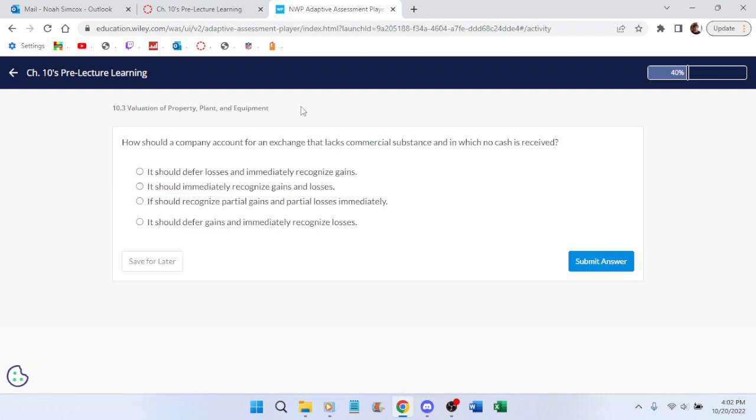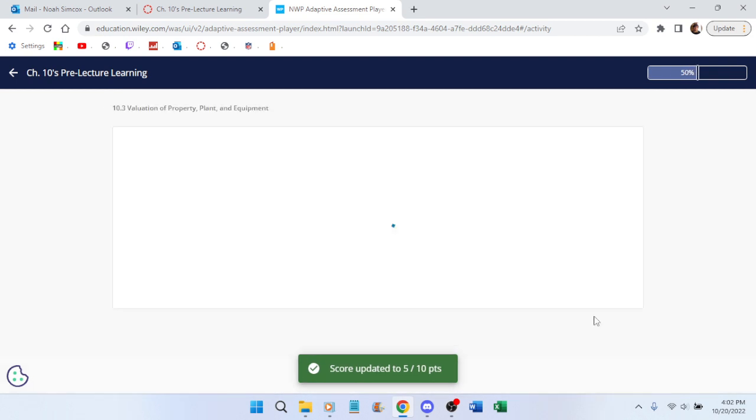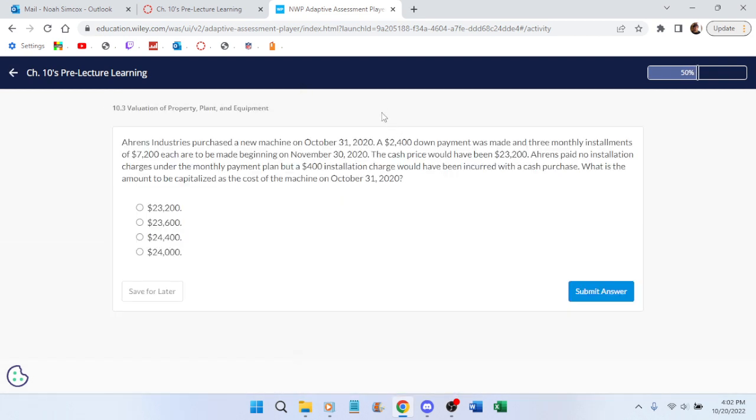How should a company account for an exchange that lacks commercial substance and in which no cash is received? Okay, immediately recognize the loss. It should defer gains and immediately recognize loss. Haha, I did my reading. I understood the reading. Oh no, math. What is the amount to be capitalized as the cost of the machine? Dang it. No, let's see. Now I have to do thinking.